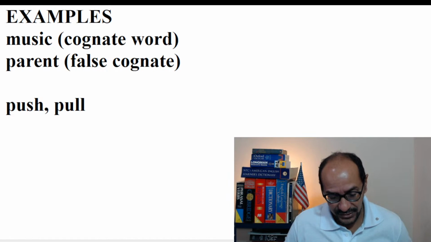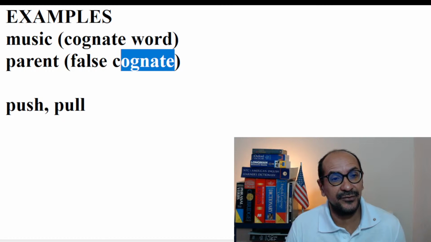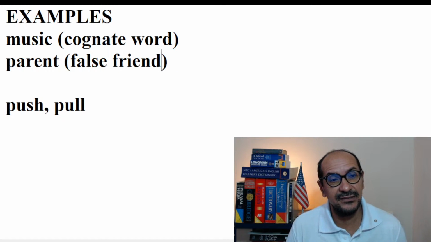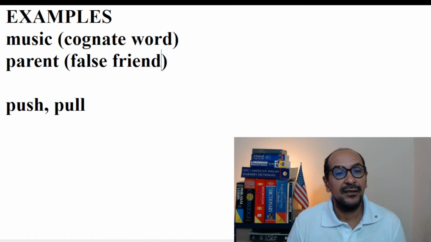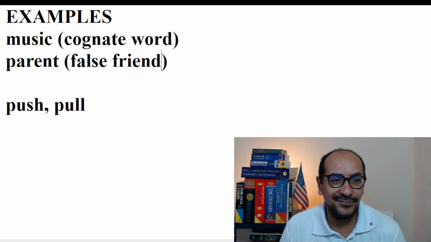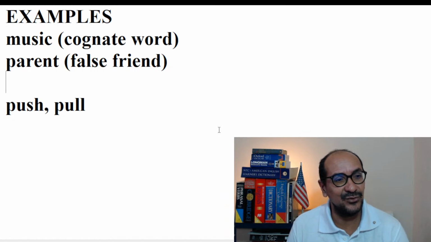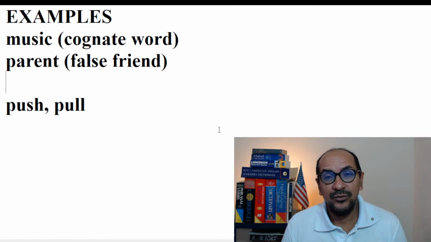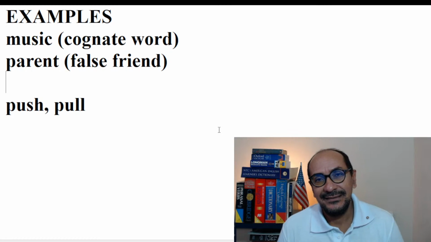And the word parent is actually a false cognate. Sometimes people call it a false friend. Let me put here friend, because I told you cognate, but we can say false friend, okay? It's a little bit strange, right? But okay, that's the way we use it, so that's the way it is. And once again, remember what I said.